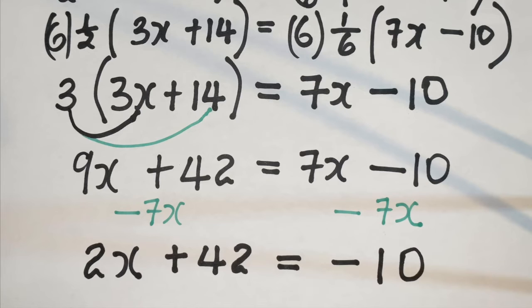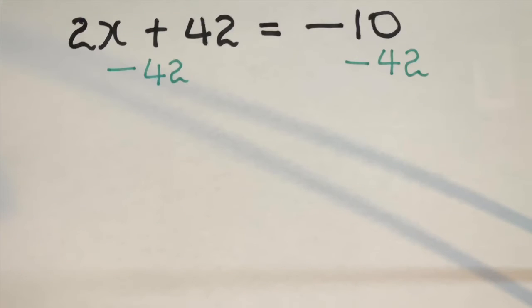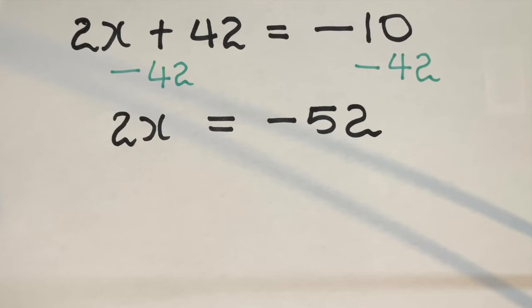Our next step is to subtract 42 from both sides. As I said before, we're using inverse operations. 42 was positive, so now we're going to subtract it. 42 minus 42 is 0. Negative 10 minus 42 is negative 52. So our new equation is 2x equals negative 52.